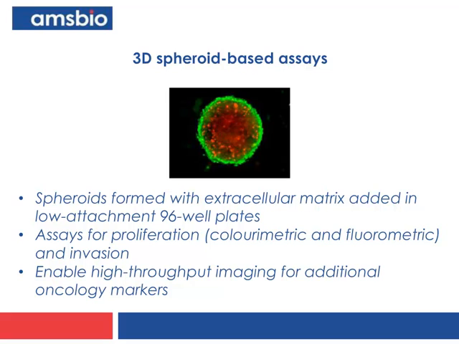The first technique is what we call 3D spheroid-based assays. This is a new assay system that relies on low attachment plates to generate spheroids composed of cancer cell lines and extracellular matrix. Now, these assays are either for proliferation or invasion, but the coolest thing that you can see here in the picture is that you can actually combine this with other microscopy or imaging-based techniques to really get an awful lot of information right from one 96-well plate.